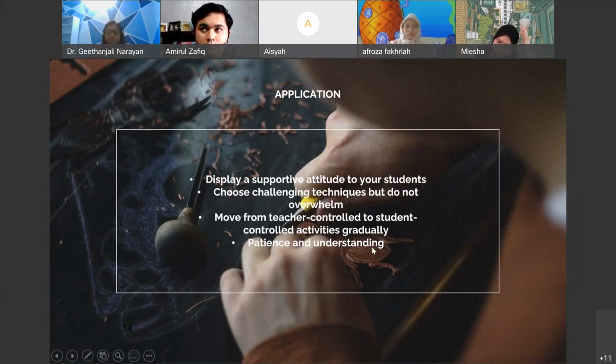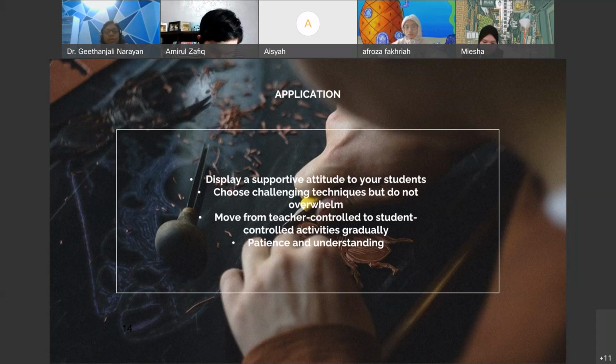Sometimes in some schools, you will notice that the teachers play a very heavy role in all the language classes. So you can't just go in and insist they do activities and interactive lessons because they are not used to it. So how do we move towards student centered lessons? You do this gradually.